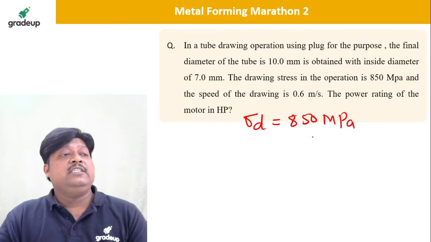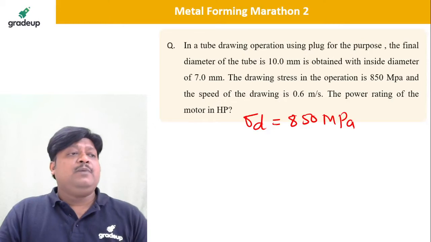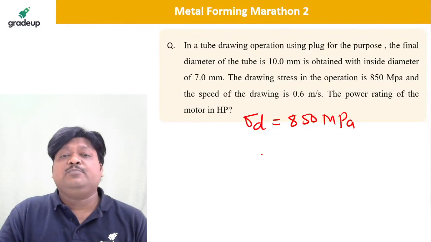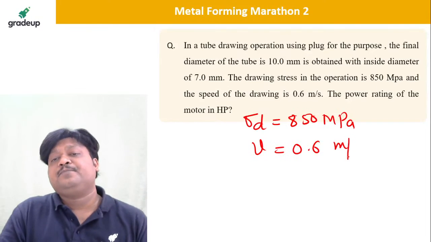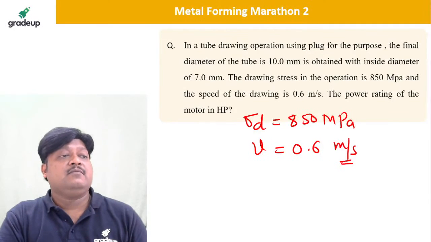And what else is there? Yes, round it up to the fourth pass. Definitely you should go for the fourth pass. And what is the speed of drawing? Speed of drawing is 0.6 meter per second.